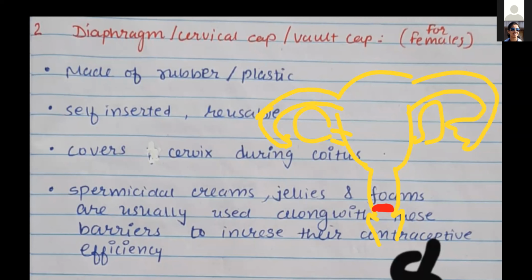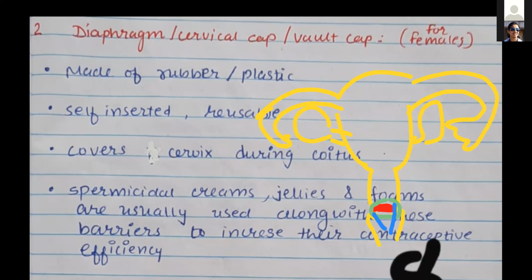Spermicidal creams are available as jelly or foam. This spermicidal cream or jelly is used along with these contraceptive barriers, so their efficiency increases. The margins and ends are also sealed, and spermicidal cream has a chemical which kills the sperm. So if sperm enter from here, they will be killed by this chemical, either in the form of cream, jelly, or foam.